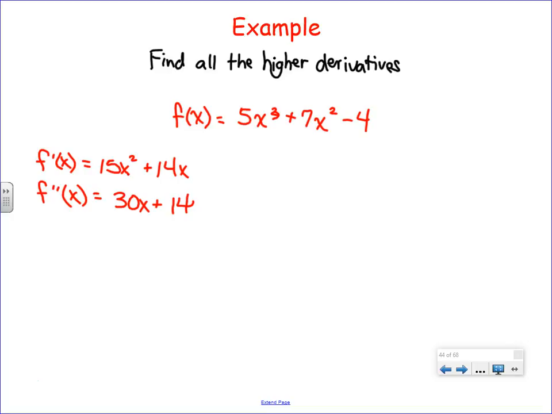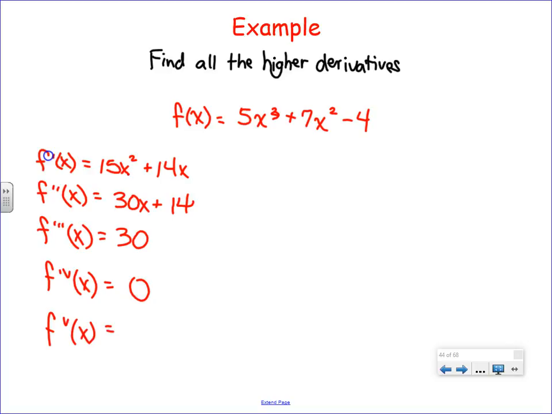Can we go again? Sure, why not? F triple prime, or the third derivative of x. 30. Do you see how this poor little guy is like breaking down as we derive? Yeah. Powers will always. Fourth derivative. We can take it. The fifth derivative. 0. Do you see how now they're trivial? They're all going to be 0.